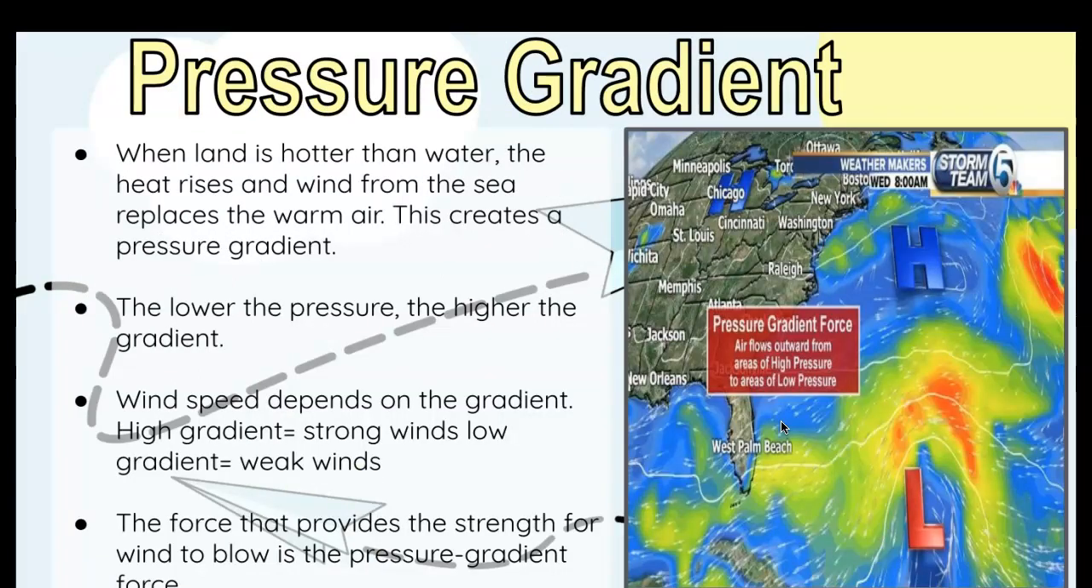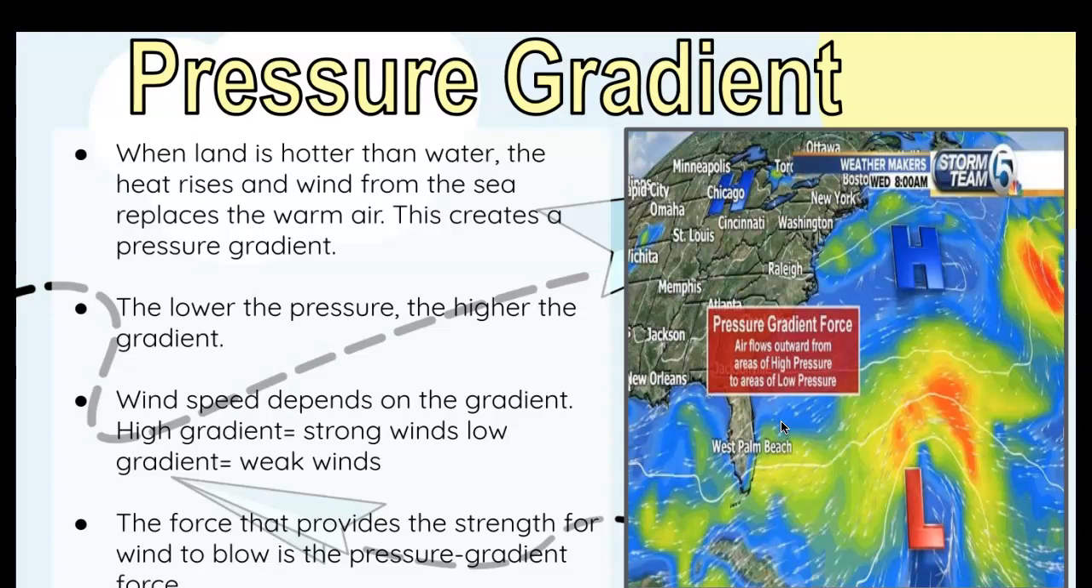Now, when you have these different pressures, we look at something called a pressure gradient. We know that land can get hotter than water during the daytime. And when it does, that heat rises up and it cools and drops and creates this wind or breeze from the sea to replace that warm air. And that creates a gradient or a pressure gradient because you had high pressure in one spot and then low pressure in one spot, and now they're not getting along, so there's this little gradient or this little barrier, right? So when we look at that, the lower the pressure, the higher the gradient.